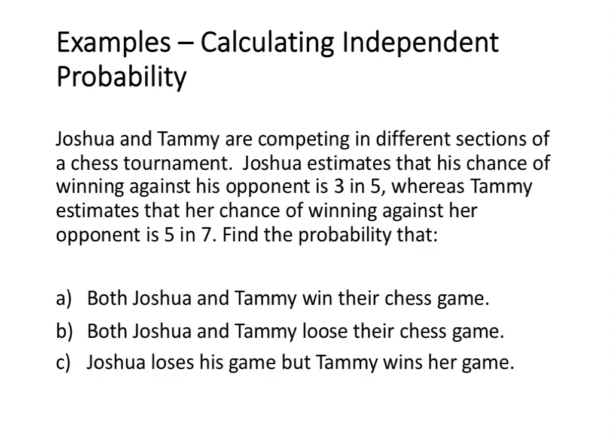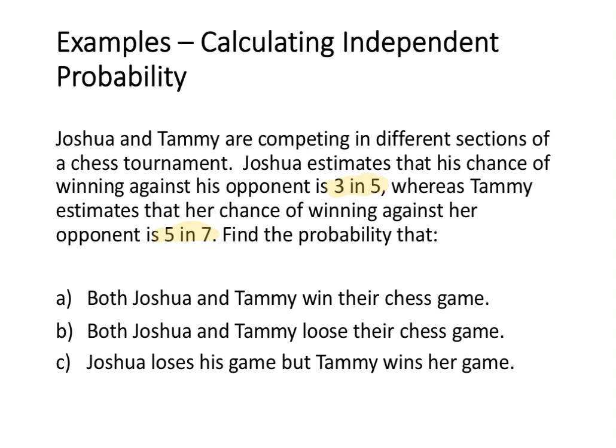Josh and Temi are competing in different sections of a chess tournament. Josh estimates that his chance of winning against his opponent is 3 in 5, whereas Temi estimates that her chance of winning against her opponent is 5 in 7. We want to find the probability that both Josh and Temi win their chess game, that both Josh and Temi lose their chess game, and the probability that Josh loses his game but Temi wins her game.